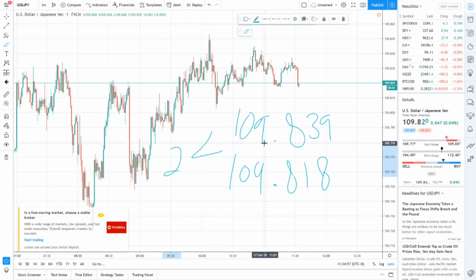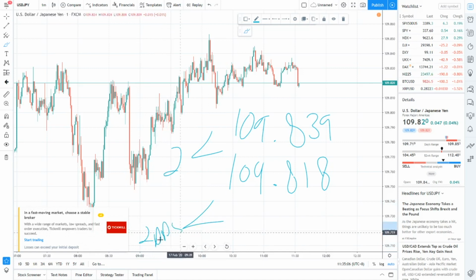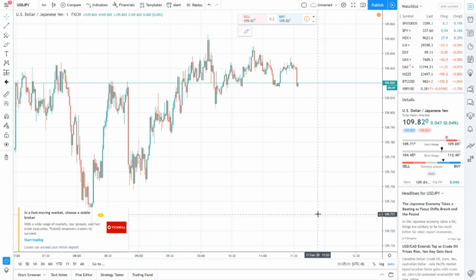So usually it should be 1, 2 over here, and the difference between these is somewhere around 2 pips. So that is how you actually measure pips, and that is what a pip is. So we have covered what a pip is.